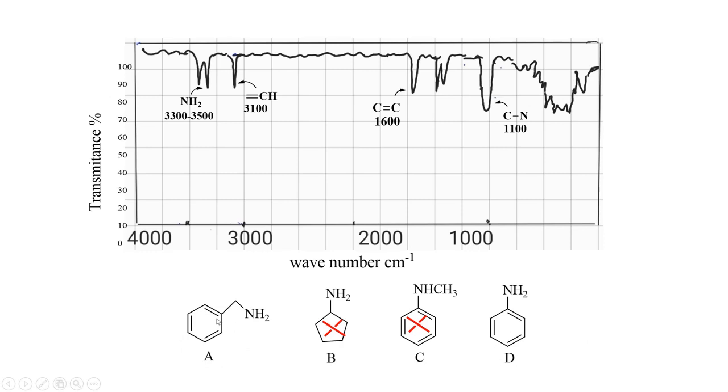It is aniline, it is benzylamine. See, there is no carbon-hydrogen stretch near 2900 cm^-1. Benzylamine has a CH2 group, so if the IR spectrum were for this molecule, there should be a carbon-hydrogen sp3 stretch near 2900 cm^-1, but there is no carbon-hydrogen sp3 stretch near 2900 cm^-1. This rejects the possibility for this molecule. Okay, and so the answer would be aniline, compound D.